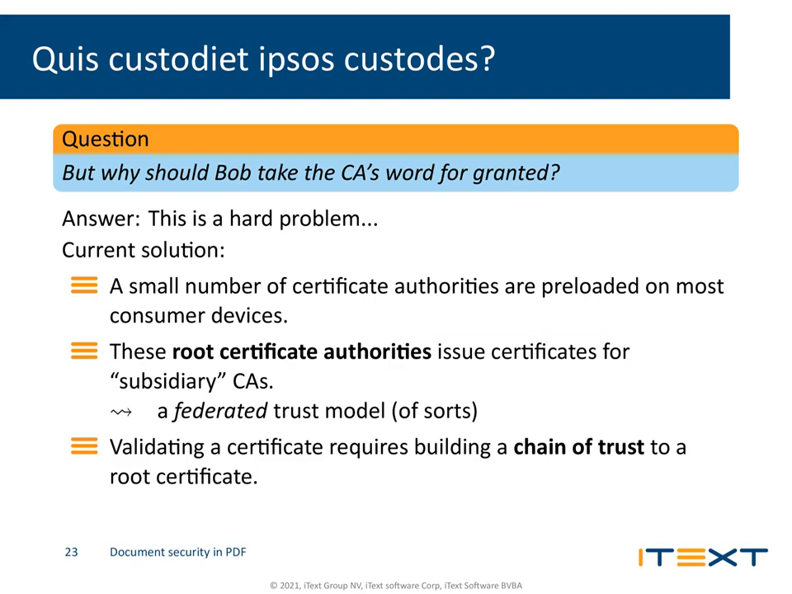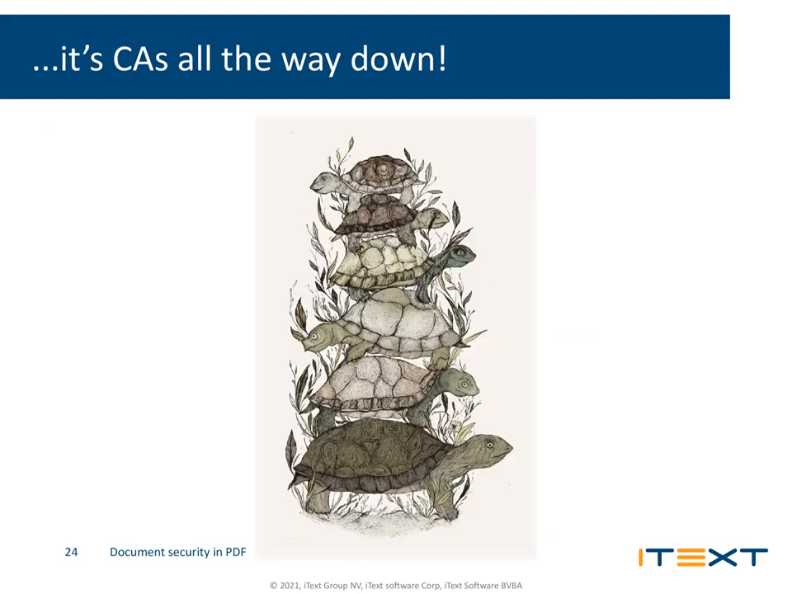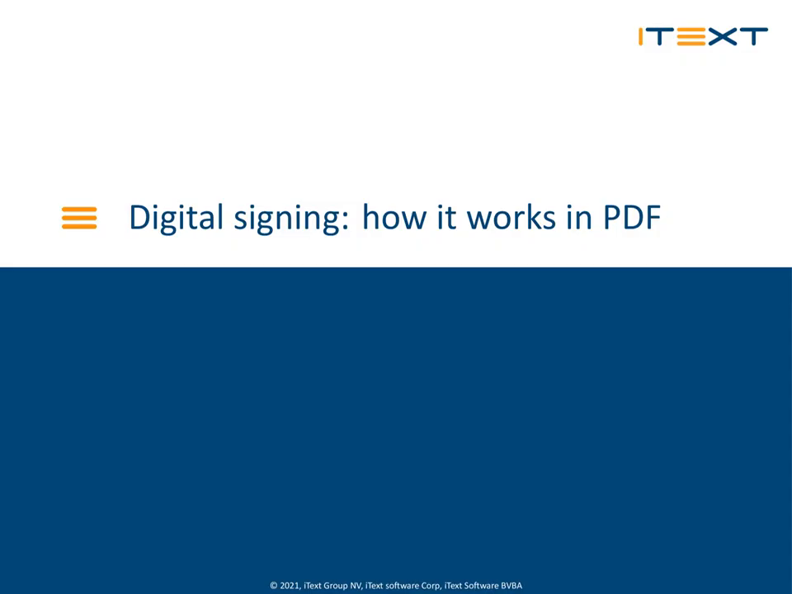And yeah, this does mean that it's basically CAs all the way down. So in the end, there is at least one root that you have to trust, basically based on faith. So you have to trust that they don't screw up. But that's the way it works right now.